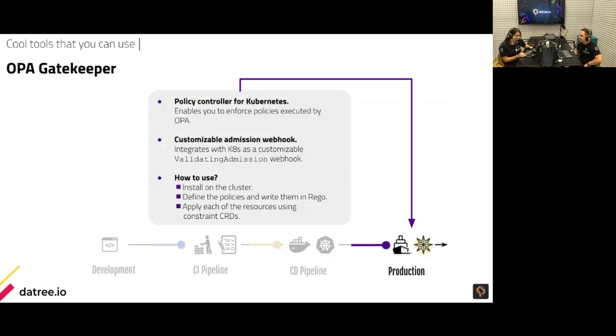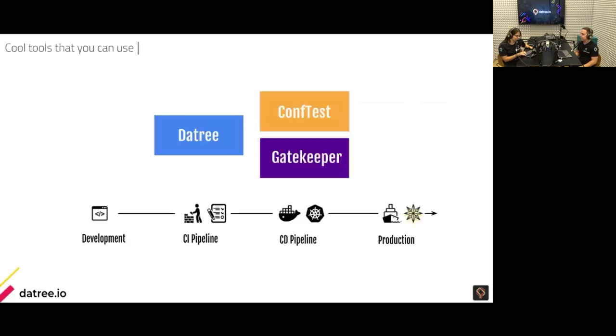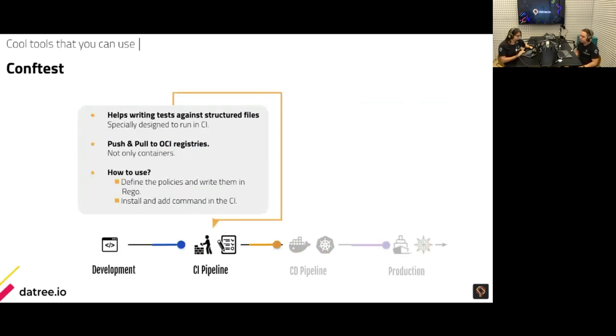Okay, but this is like at the end, right? It's in production. So it's not shift left at all. It's like I already developed my code, it was built and everything, and it's shipped, and it's the last mile. But maybe you want to check it prior to that. So if we're going back and we want to work in a more shift left way, another way to do it is by using Conftest.